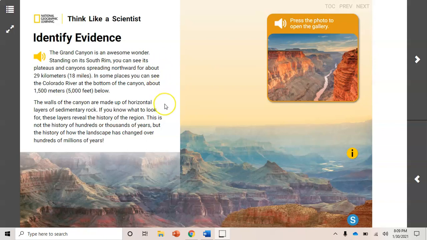The walls of the canyon are made up of horizontal layers of sedimentary rock. If you know what to look for, these layers reveal the history of the region. This is not the history of hundreds or thousands of years, but the history of how the landscape has changed over hundreds of millions of years. So that's what we're going to be focusing on today. We're going to identify the evidence of how this region has changed over hundreds of millions of years.